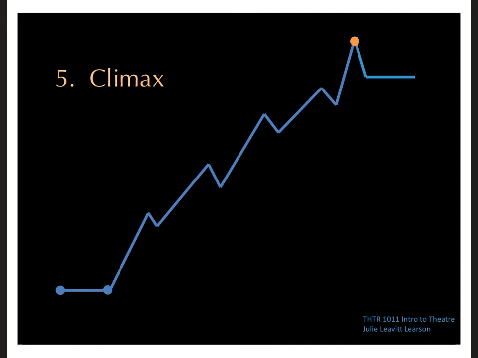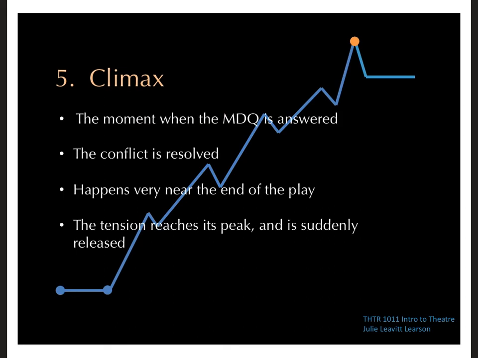Step 5, the climax. As you can see, it is again one point on the graph. It is at a very high point, and it is almost at the end. Okay, so the climax is the moment when the major dramatic question is answered. It is the moment of action when the conflict is resolved. And so this is why it happens very near the end of the play.